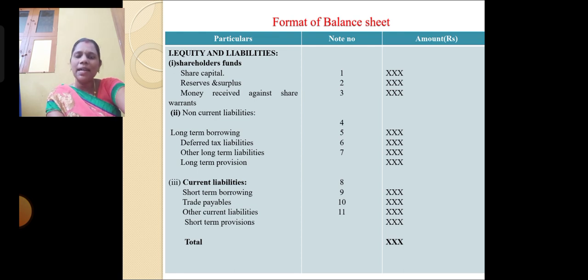Next, we discuss current liability. Under the current liabilities, the following items are posted: short-term borrowing, note number 8; trade payable, bills payable, creditors under note number 9. Other current liabilities are posted in note number 10. Short-term provisions are posted in note number 11. Then finally, you have to post all the items on the liability side. Then we put down the total individually from shareholder fund, non-current liability and current liability. Finally, all the three amounts are added, A plus B plus C. The final total amount is called the total liability of the particular concern.